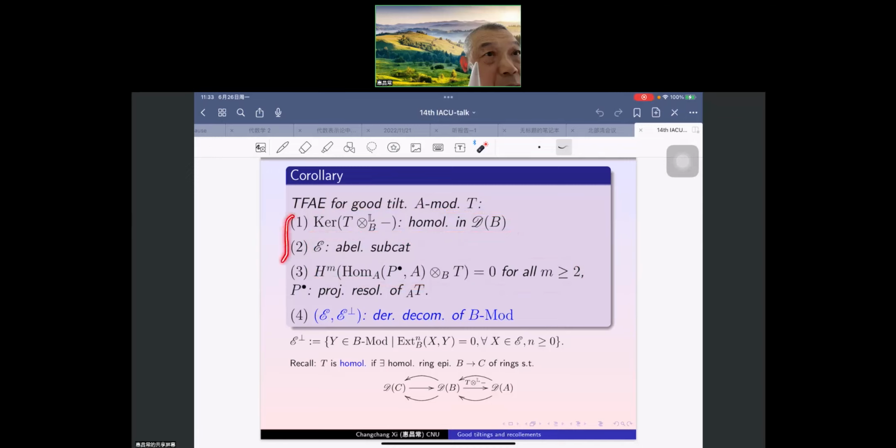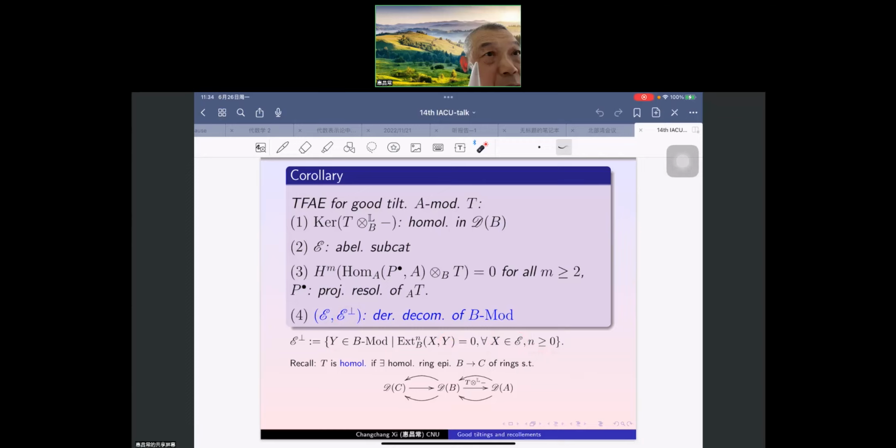I mean, all these three conditions are known. The new one is just the following. This epsilon, its right orthogonal of epsilon, will be a derived decomposition of this Abelian category. And the definition is that you take a module in this B-module category, then you consider Ext^n(X, Y), where we require X in this subcategory, and Y in the right-hand side of this Ext^n, for n bigger than or equal to zero.